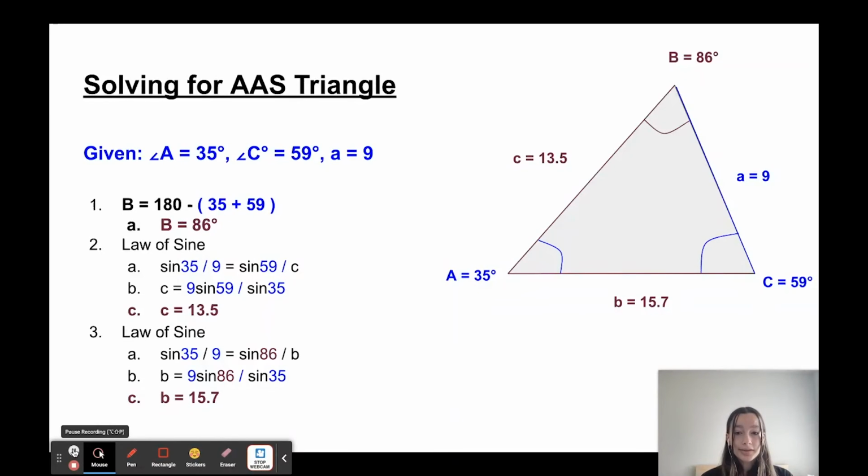We then use the law of sines again to solve for side B. In this case, the law of sines is sine A over A equals sine B over B, and we reorder it to solve for B so that it reads B equals 9 sine 86 over sine 35, and we get that B equals 15.7. Now that we have solved for our triangle, we can also solve for the area of the triangle.